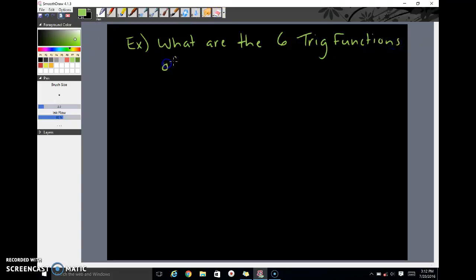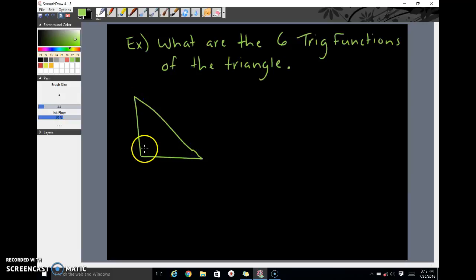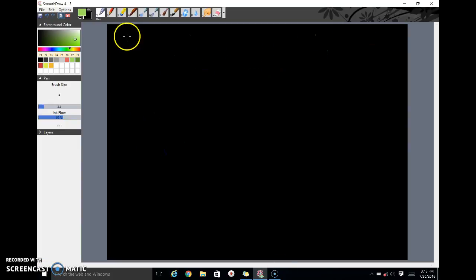An example that you might see in this section is, what are the 6 trig functions of the triangle? I'll give you a triangle, and I have to tell you what angle I'm coming from. So if this is my right triangle, this time I'm coming from this angle, and it's usually denoted by a Greek letter.